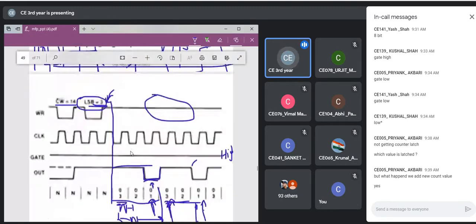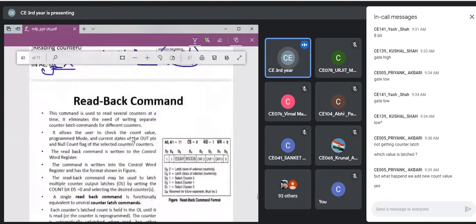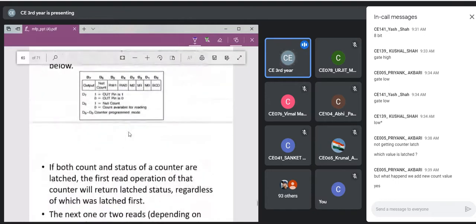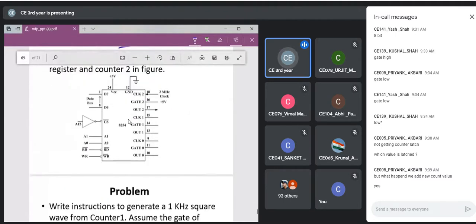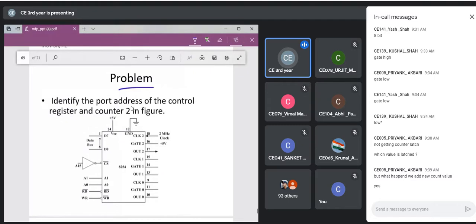Okay, so I think we will not be able to complete the next one. That read back command we will take after the sessional. I'm going to put up this PPT, and some problems are given here, right? Let us quickly see. We will not solve this fully, but of course I can give you the hint so that you can solve them easily.